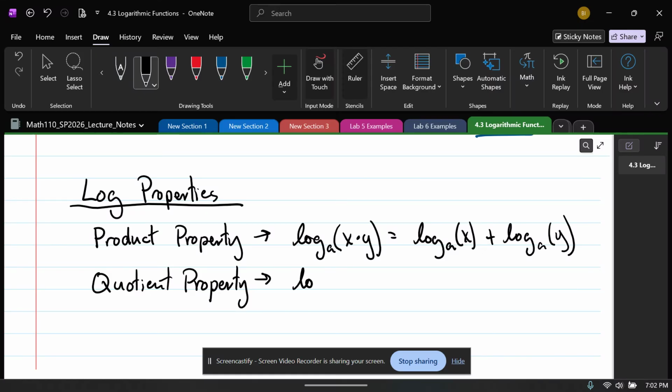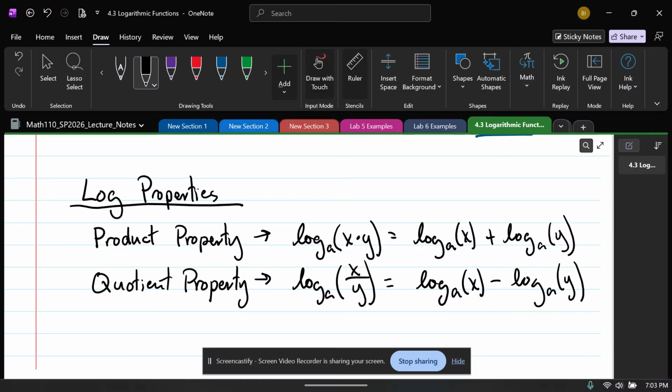So we have a logarithm, doesn't matter what base it is, but you have something divided inside of the logarithm. That turns into subtraction. Product property, addition, quotient property, subtraction.